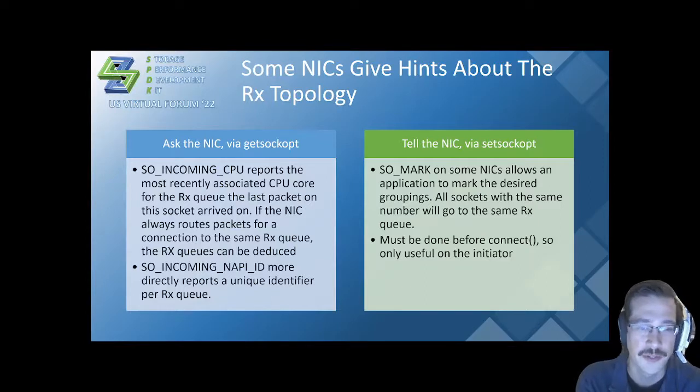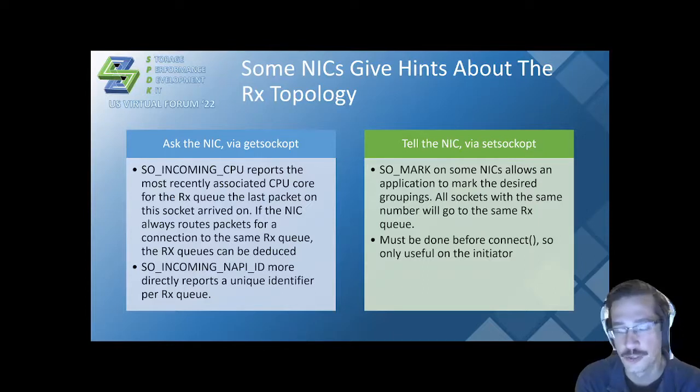And SO_INCOMING_CPU is supported on some NICs, and it will tell you the last CPU core on which the RxQ was used from, and you should probably try to receive from that CPU core as well. That would be most efficient. There's also SO_INCOMING_NAPI_ID, and that's more just telling you directly, this is the number of the RxQ. They're not always exactly one-to-one mapped, but it's more or less the number of the RxQ that this packet arrived on. And what you should do is group all of the connections that share an RxQ together at a minimum.